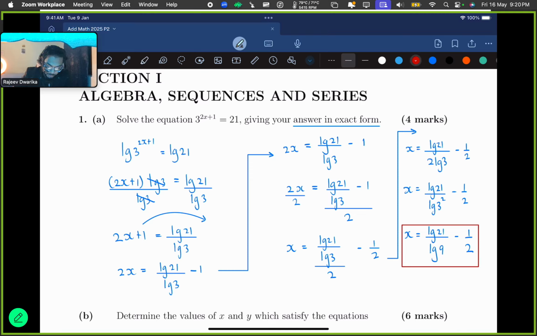Tell me something. How would I check if my answer is correct? You could input it in your calculator. Let me show you. In any equation in maths, the value for the unknown is supposed to satisfy the equation. I want you to plug this into your calculator and let me know what you're getting.